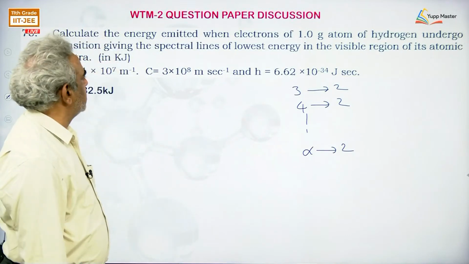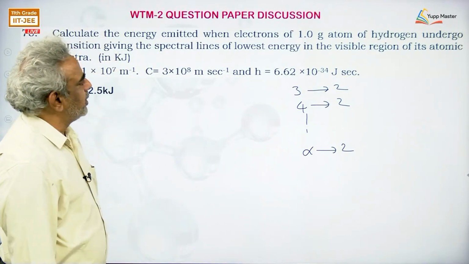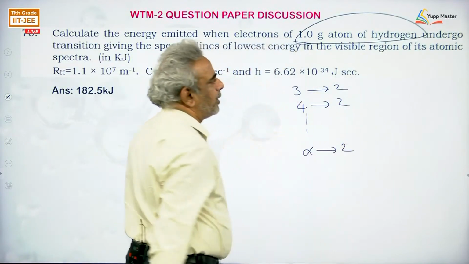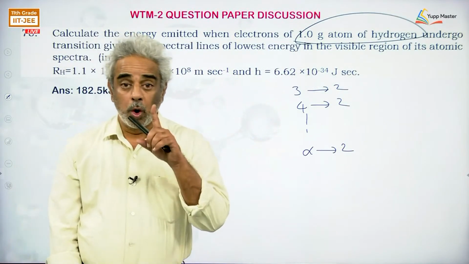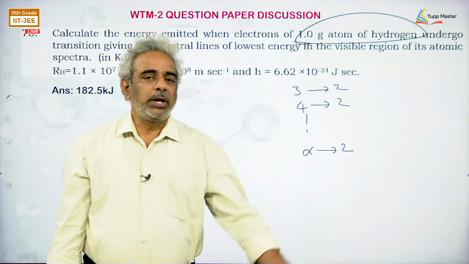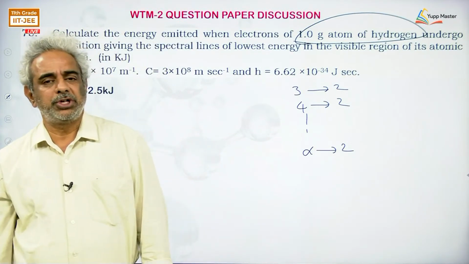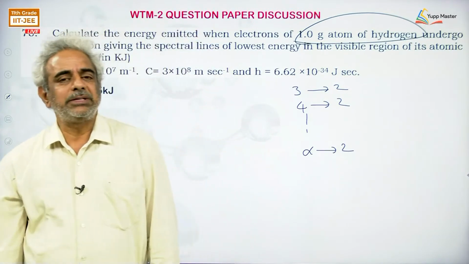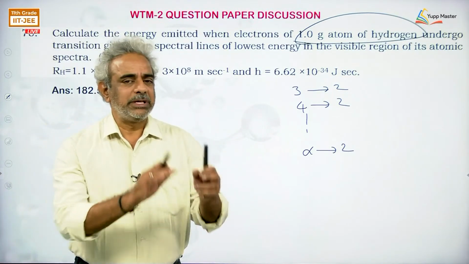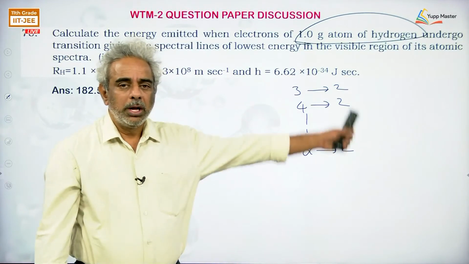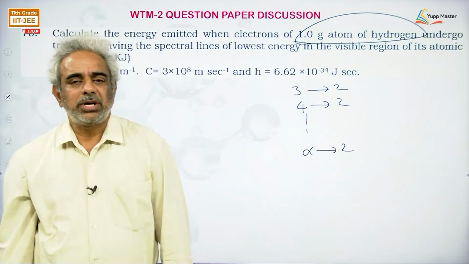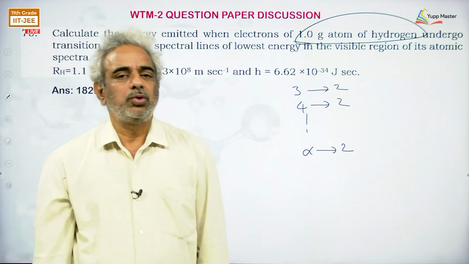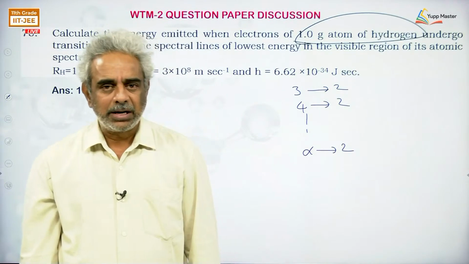But what he wants is calculate the energy emitted when electron 1 gram atom of hydrogen. 1 gram atom of hydrogen means 1 mole. In future, we are going to do a lot of stoichiometry calculations, so for that sake, we will understand what is a mole. This is called a mole. Just like you say 1 dozen is 12, 1 mole is 6.023 into 10 power 23 atoms.